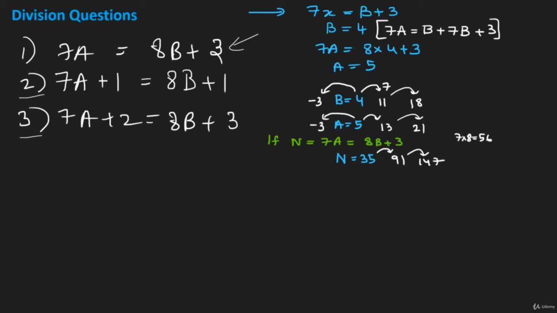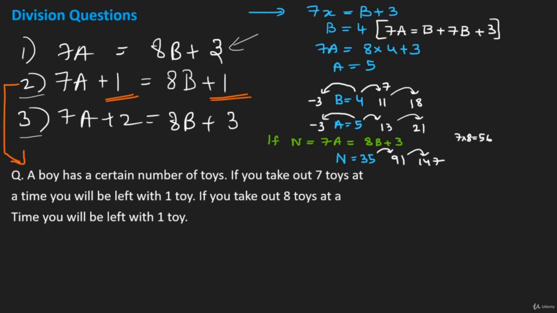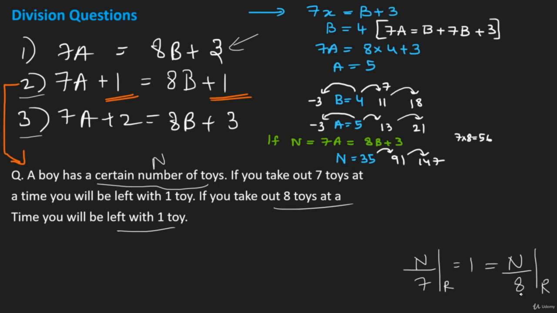Let's take an example of a question. A boy has a certain number of toys. Let that number of toys be n. If you take out 7 toys at a time, you will be left with 1 toy. So that means n divided by 7 will give you a remainder of 1. And it says if you take out 8 toys at a time, you will be left with 1 toy. So that means n divided by 8 also gives you the same remainder, which is 1.